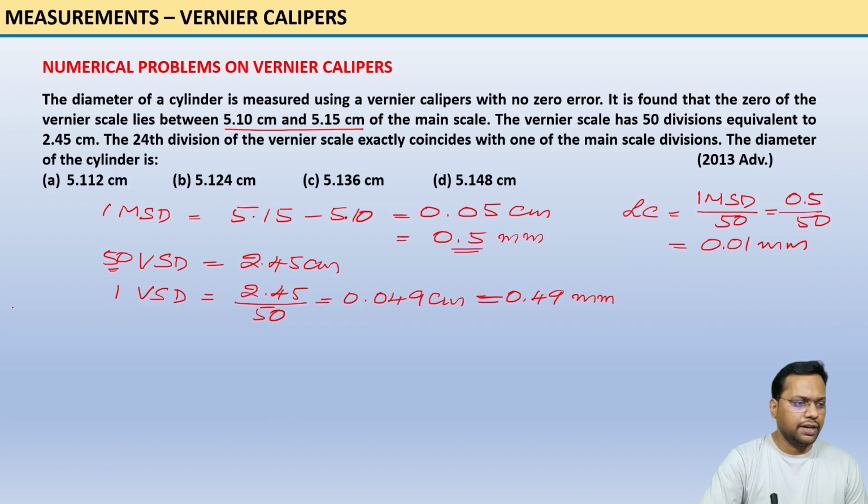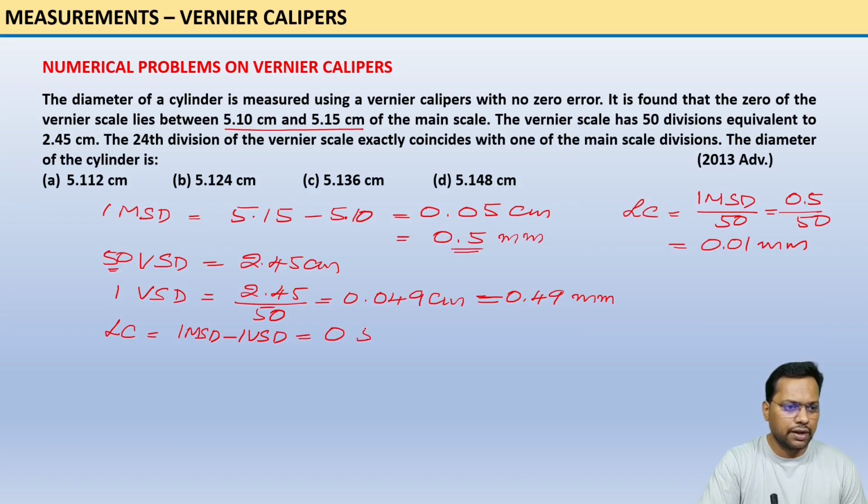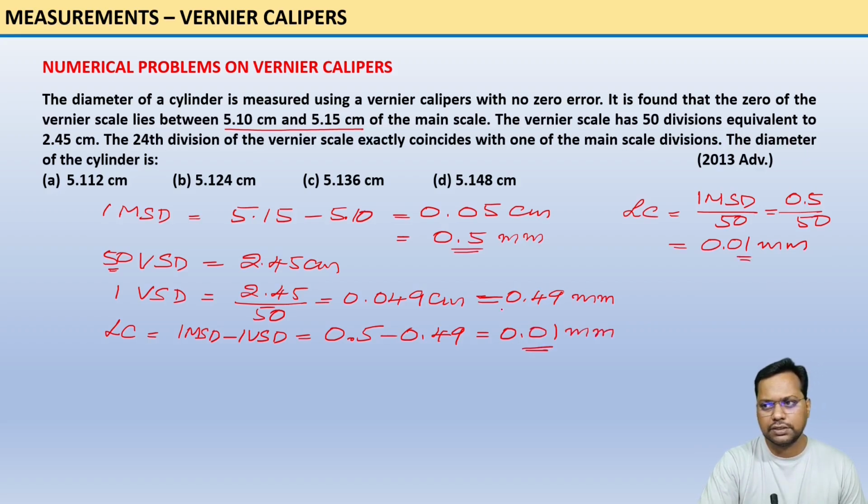So if you find out the normal way, that is least count is equal to 1 MSD minus 1 VSD, then it will be 0.5 minus 0.49, that is equal to 0.01 millimeters. I am showing both the methods to understand the least count formula.